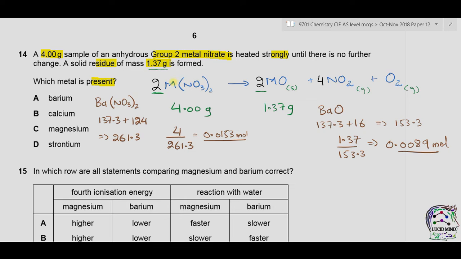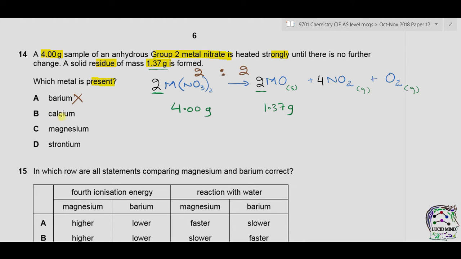Now as from the balanced equation, the number of moles should be equal. 2 moles of metal nitrate forms 2 moles of metal oxide. So now we have different numbers of moles, and therefore this is incorrect. Now doing the same for calcium. For calcium we have calcium nitrate.